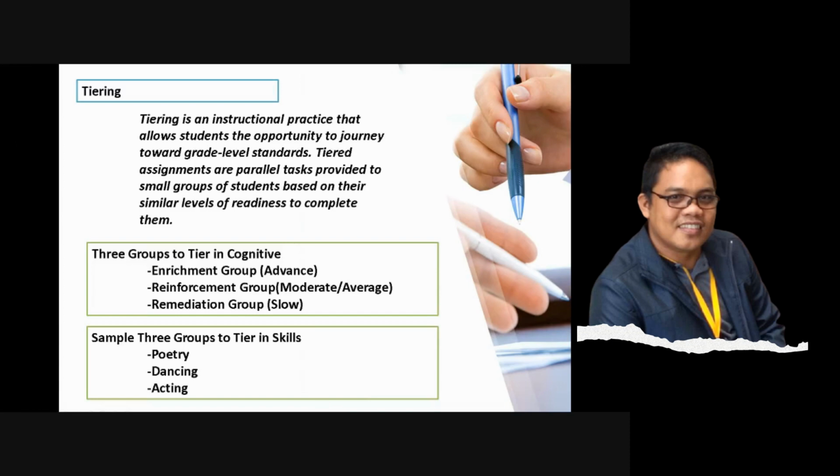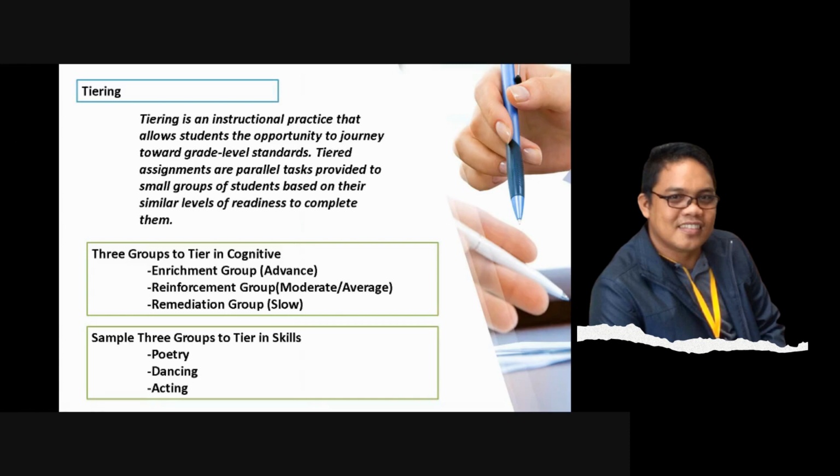Pero hindi nila alam na i-grupo mo pala yung mga magagaling, yung nasa middle, at yung slow. Kasi iba-iba ang gagawin mo, iba-iba yung mga activities na kailangan nilang gawin. Kasi again, kung pareha lang po ng mga activity sa advanced to slow, pwedeng yung activity mo ay sobrang madali sa advanced at sobrang mahirap para sa slow.